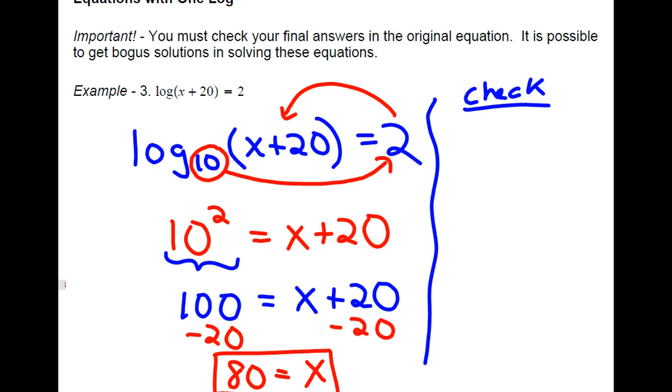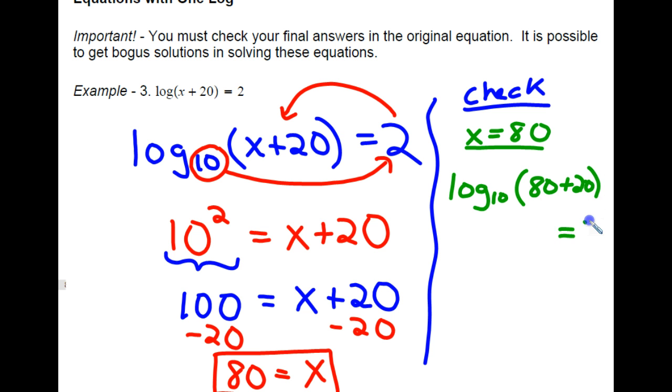But for the sake of following through with what I just said, let's go ahead and check our answer. So we're going to take x equals 80. We're going to plug it into the original equation. We have log base 10 of 80 plus 20 equals 2. Pardon me, I'm just going to write it down there a little bit on the next line. So we simplify 80 plus 20, which gives us 100. So we get log base 10 of 100 equals 2.